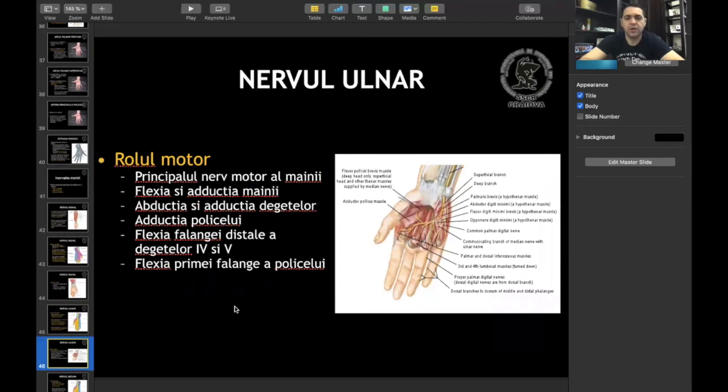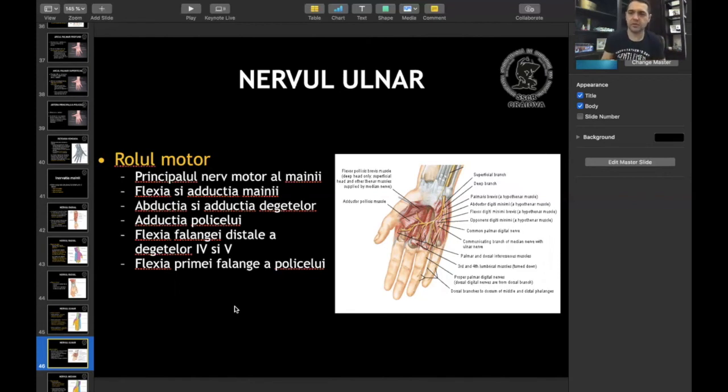We have also the ulnar nerve. This is the main motor nerve of the hand. It makes the flexion and the adduction of the hand, abduction and adduction of the digits, adduction of the thumb, the distal phalanx flexion of the fourth and fifth digit, and the flexion of the first phalanx of the thumb.